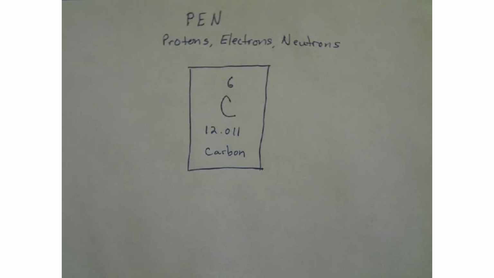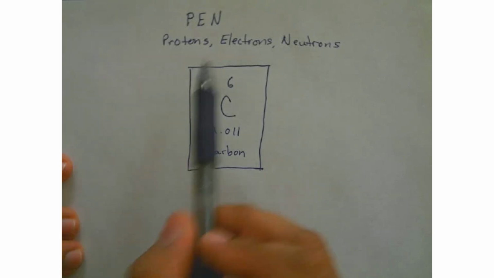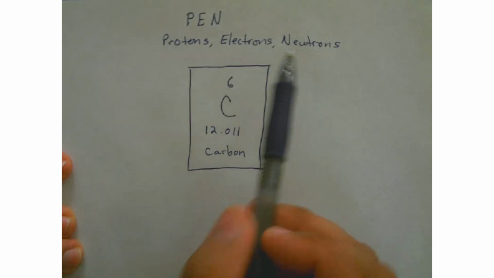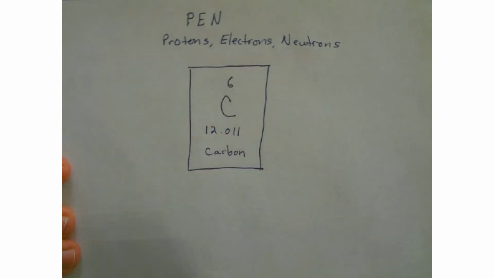This morning we're going to be talking about PEN. What is PEN? PEN stands for protons, electrons, and neutrons. Okay? Now, what you're looking at here is carbon. This is the way you would see carbon written on the periodic table.